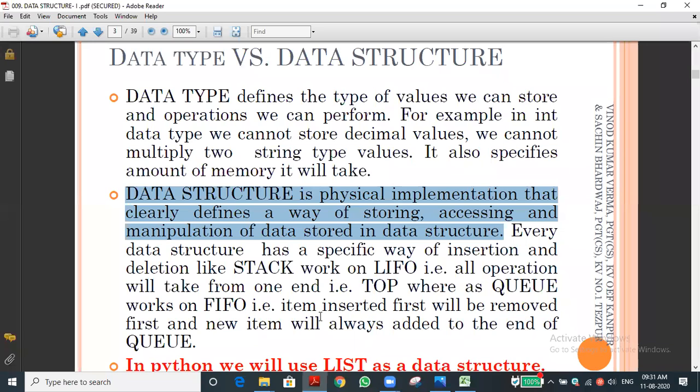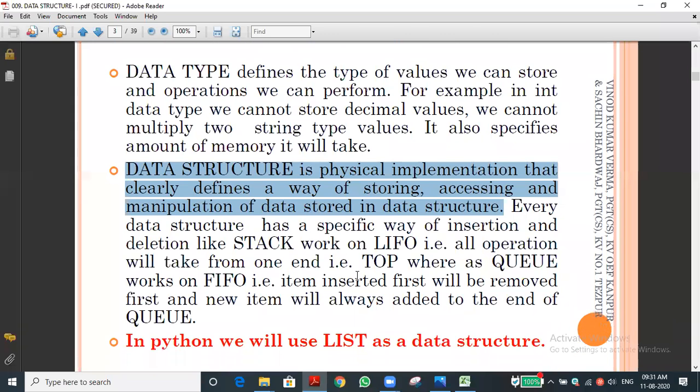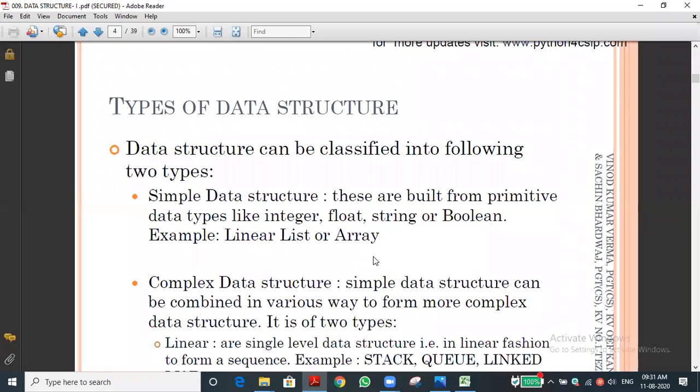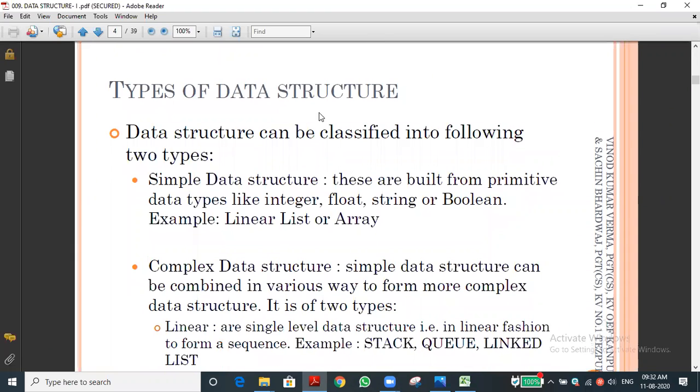Instead of this, I'm just going to the next concept. I'm skipping certain things, as I already said. After that I will do it. I'm going slowly because you want to understand the concept, which is very important. That's what I'm saying. Okay, types of data structure.